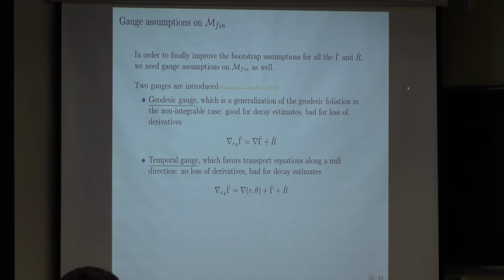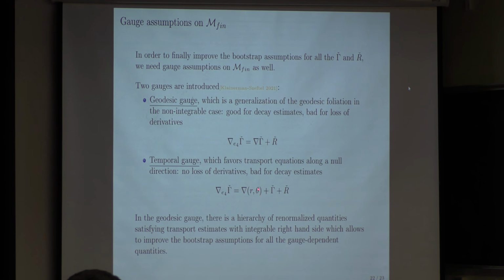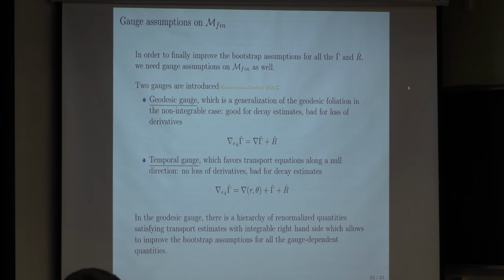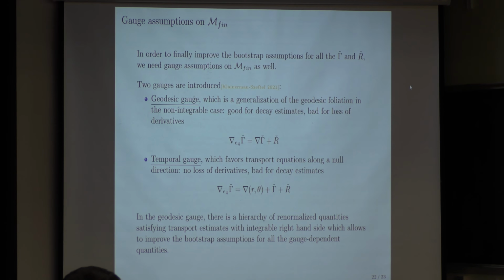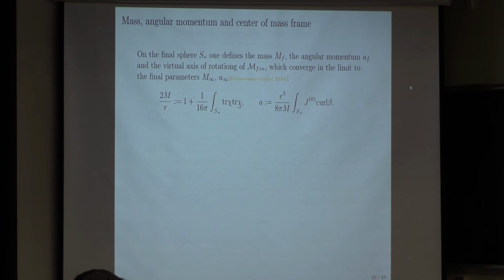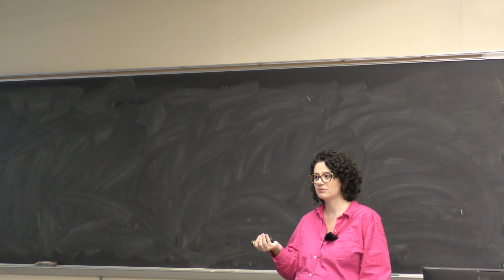Again, it's a bit technical. To improve the bootstrap assumptions, there are actually two gauges that are used. One is good for one thing, one is good for another. But the point is that there is a hierarchy of renormalized quantities that satisfy transport equations, and that allows you, starting from just alpha and alpha bar, these two curvature components, with the right gauge, to improve the bootstrap assumptions for all the other quantities. And maybe that's the last word about how we know what the final mass and the final angular momentum of the black hole are.